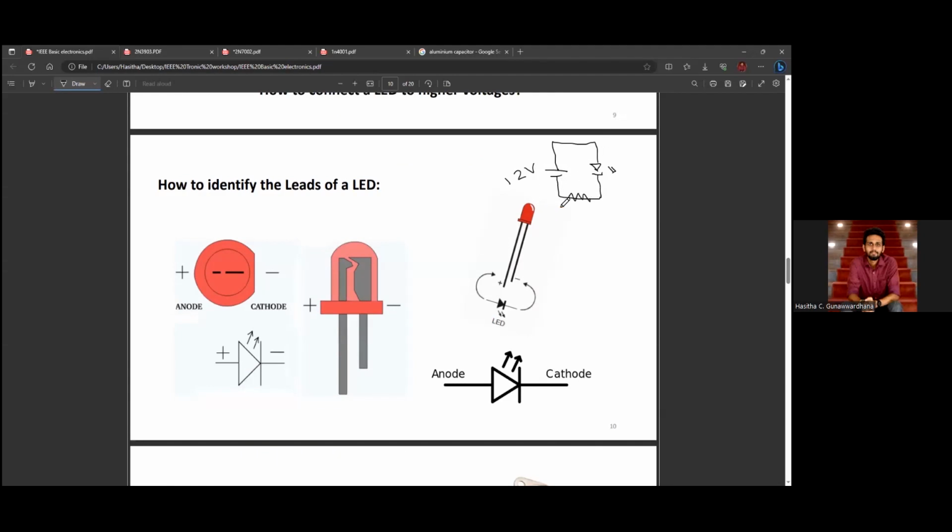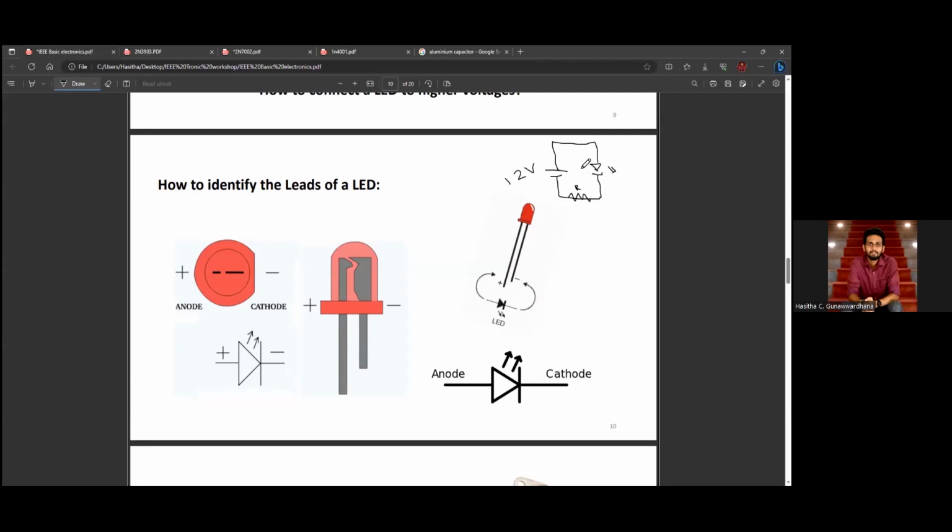So how to calculate the value of this resistor? The other thing to know is, someone has turned on his microphone, his camera. So then, okay.